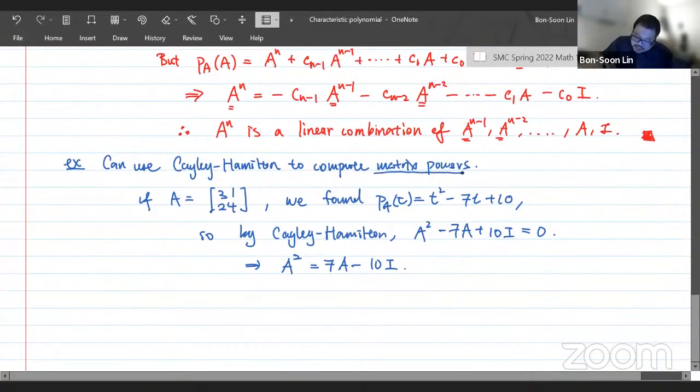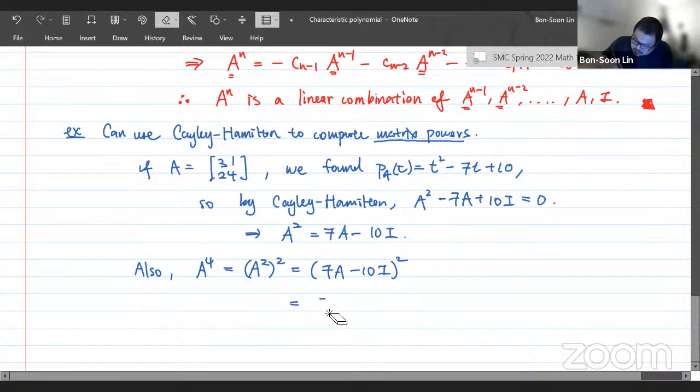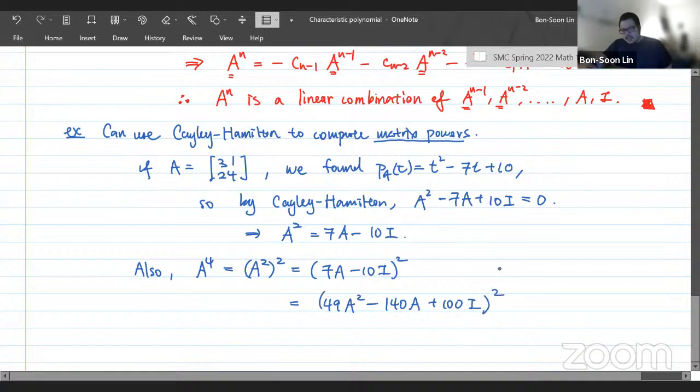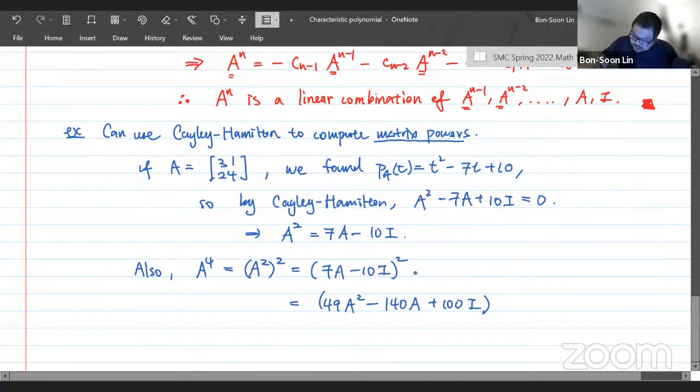But we can do more, of course. What if I want A to the, say, 4th power? Well, A to the 4th, as you can guess, is A squared times A squared. But A squared itself is 7A minus 10I, quantity squared. And if I square this, usually when I multiply matrices, I need to watch out for commutativity, but the identity matrix commutes with A. So this is just 49A squared minus 140A plus 100I. Right now it looks kind of incredulous, but all I did was square this, right?